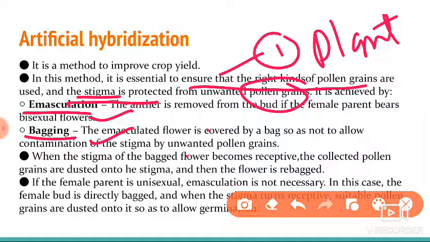Usually, students, I will show you another slide. Usually the plants will produce bisexual flowers, meaning both the sexes are present in the same plant. Hermaphroditic flowers are going to be produced here. Both male and female reproductive systems are present here.